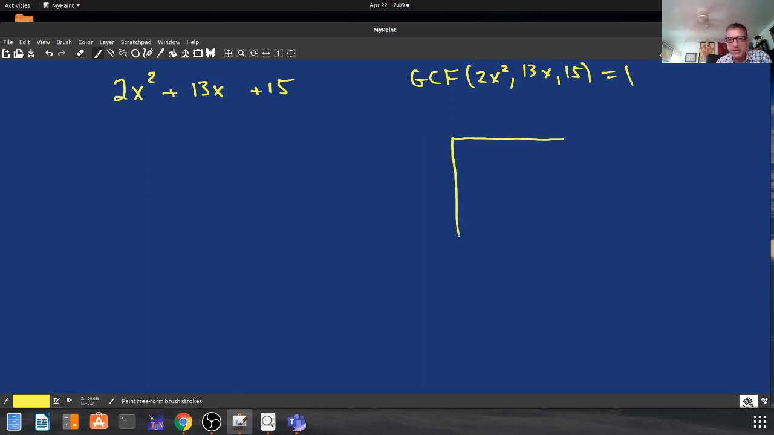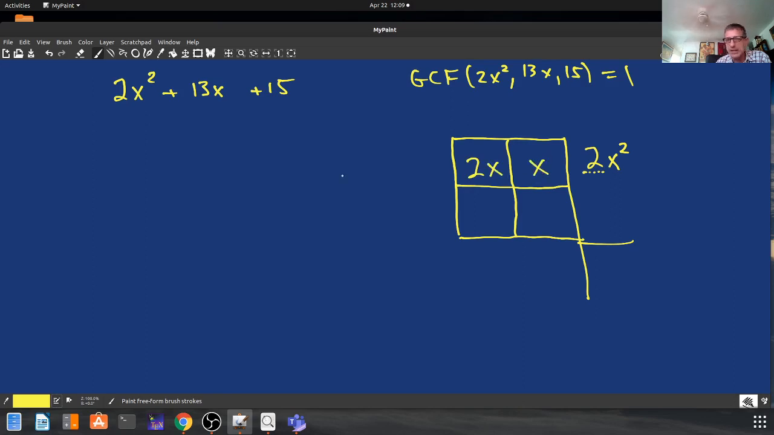So I'll make my table. And thankfully, since the leading term is 2x squared, the leading coefficient is 2, and that's prime. So I'm just going to put 2x and x, and that's it. I'm done with the first row. Whenever the leading coefficient is prime, it doesn't matter if you put x or 2x. Once you've got it there, just leave it and never make any of those factors negative.